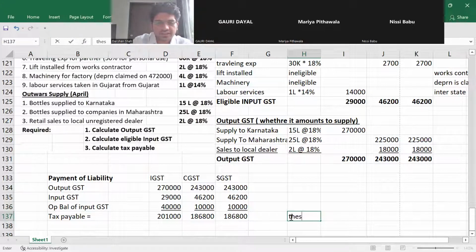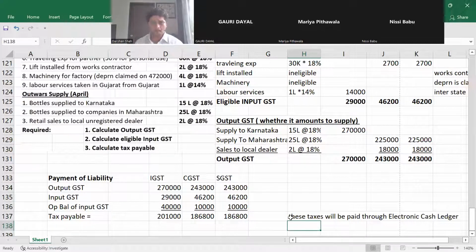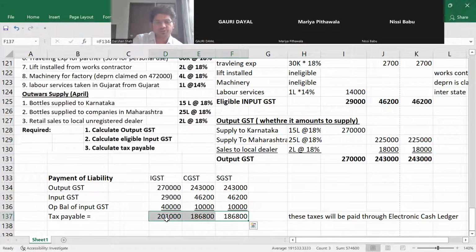Right. These taxes will be paid through what? Electronic cash ledger. Done. Okay. If some of these were negative, then you guys know what to do further. Any doubt in this, guys? Is it very clear now?